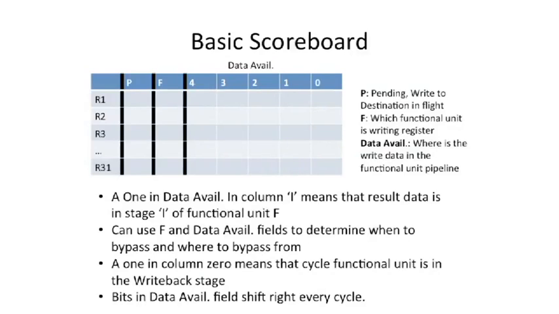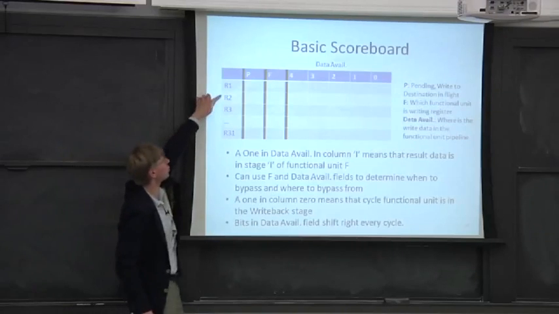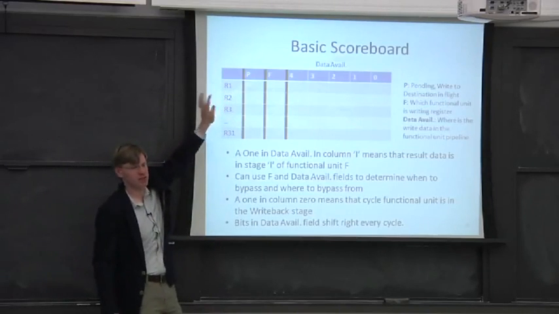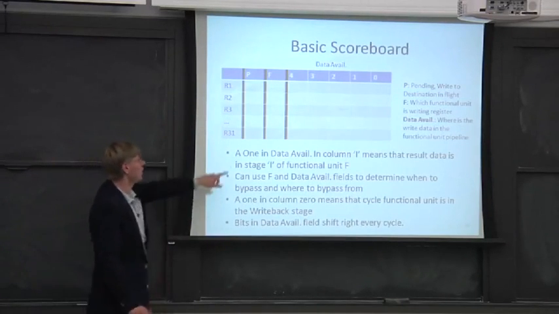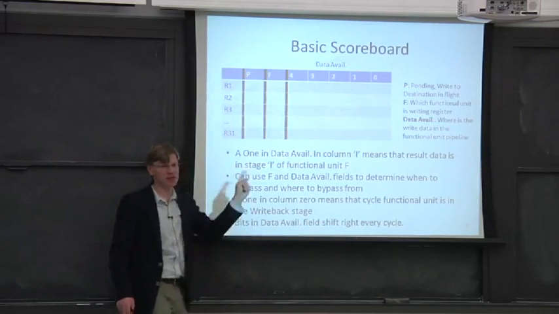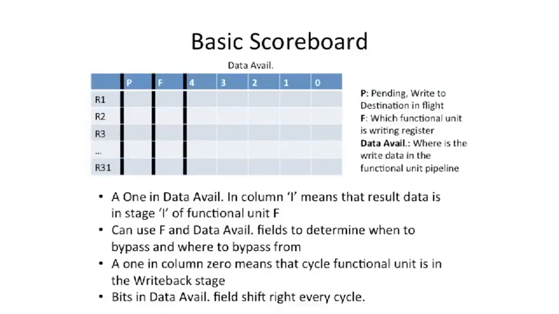So let's look at a scoreboard. Here's our basic scoreboard. This is for a long multiply pipe, the pipe we just saw. And we're going to keep track per real register. R0 in MIPS is a dead register, a register which has no dependencies going through it, so we're not really going to talk about that. So P is one bit which says if there's a write pending to that register. F, or functional unit, keeps track of which of the three functional units we should pick off the value from. This is important when we do the bypass calculation.